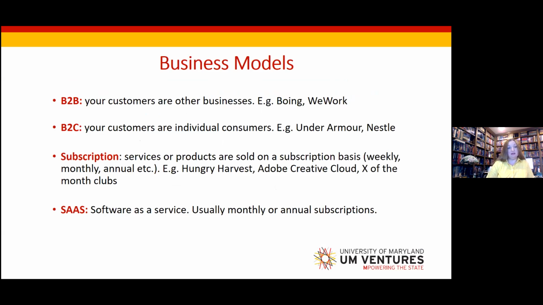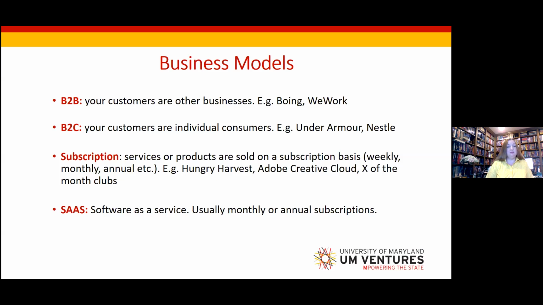We'll talk about different business models now. Again, this is just a subset of them, the ones that you probably heard of. So B2B, business to business. Your customers are other businesses. So for example, you are Boeing and you are producing airliners for airlines. Or you're WeWork, you are renting space to startups and such, or existing companies. B2C, business to consumer. Your customers are individual consumers. For example, Under Armour sells to consumers, Nestle sells food to consumers and such. Bigger businesses, such as Under Armour and Nestle, in this example, can have both B2B and B2C operations within one business.